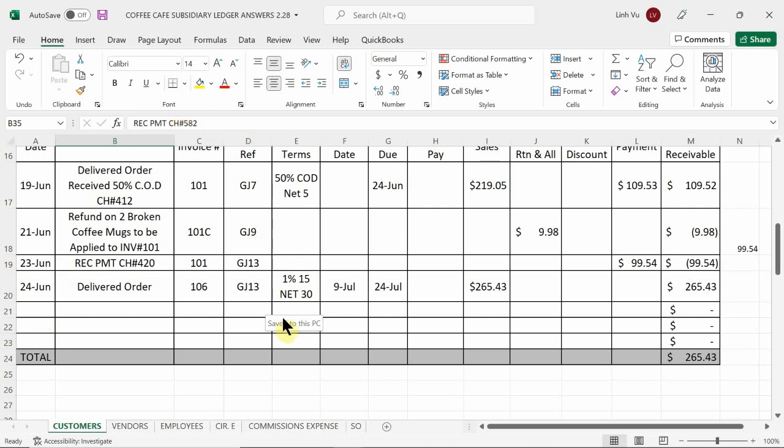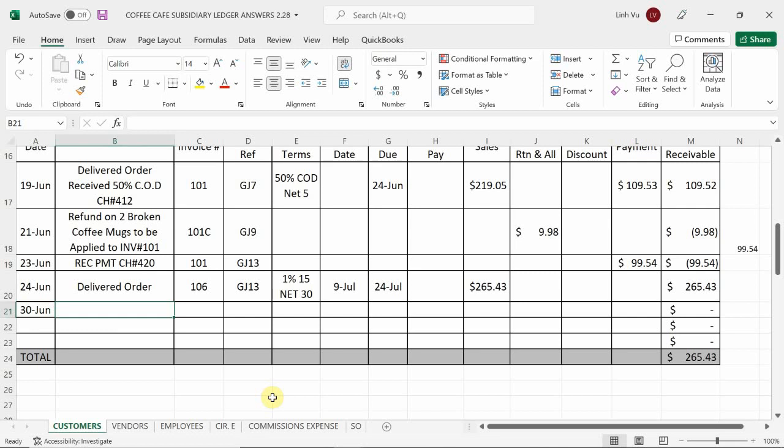We also offered Katie a discount. We said if she paid within 15 days of the 24th of June, she could receive a 1% discount. Her discount due date is July 9th. She's paying June 30th, so yes, she has met the discount period. Therefore, we must calculate her discount.